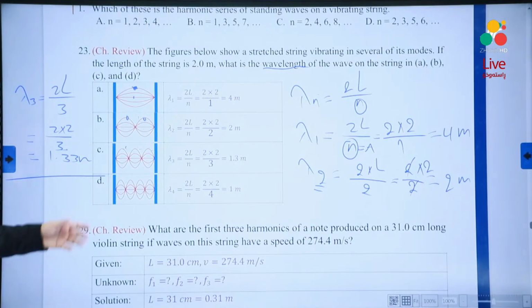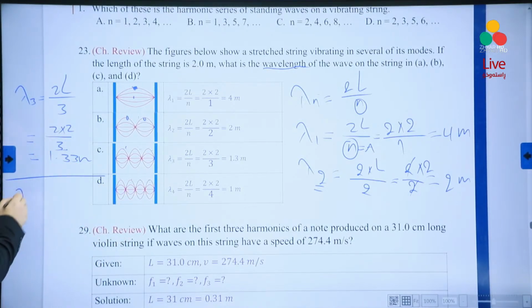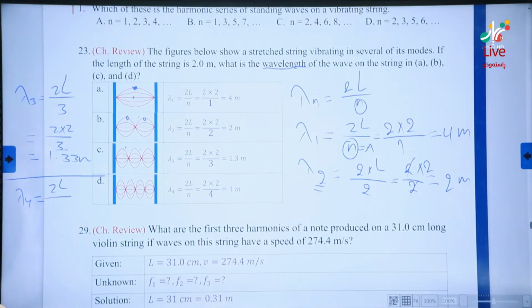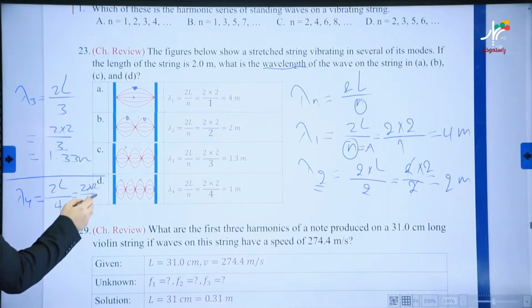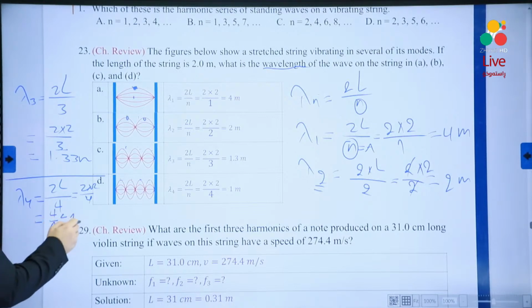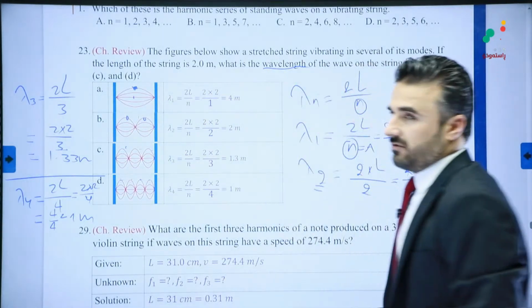What about the last one, D? Right, you can see here 1, 2, 3, 4. So we can say the fourth one equals 2 times the length divided by the number of antinodes, so divide by 4. So 2 times 2 divided by 4, that is basically 4 over 4, which is equal to 1 meter. Very good. So these are basically the wavelengths that we have.